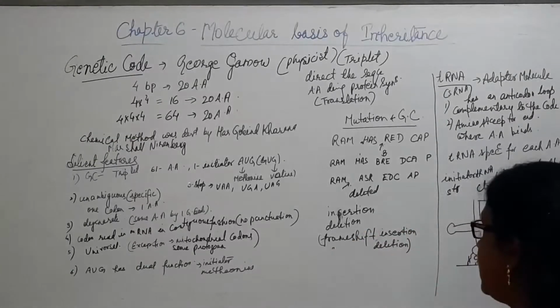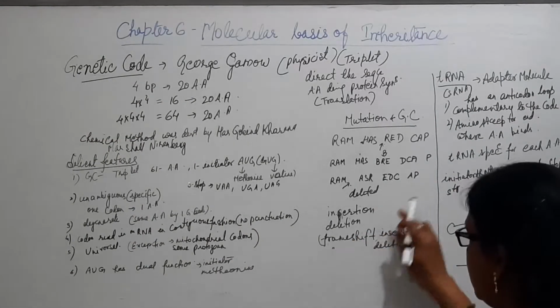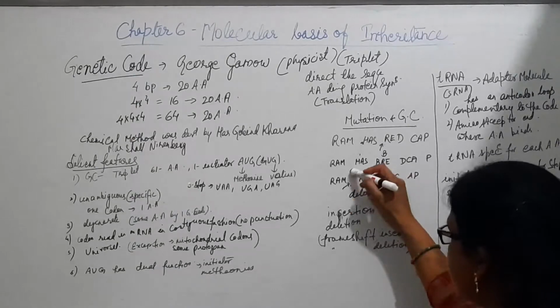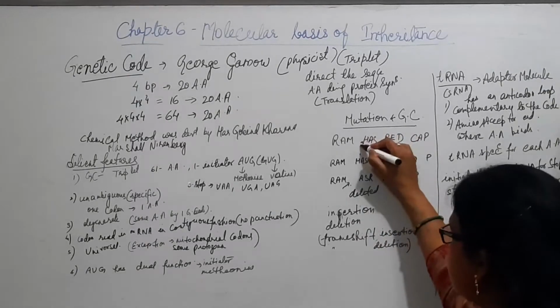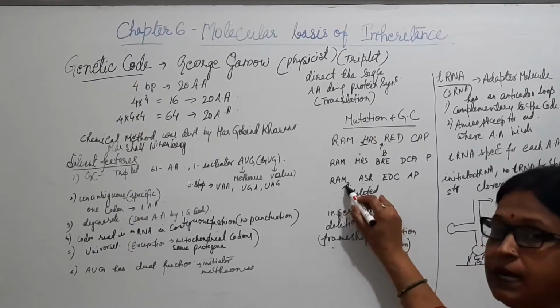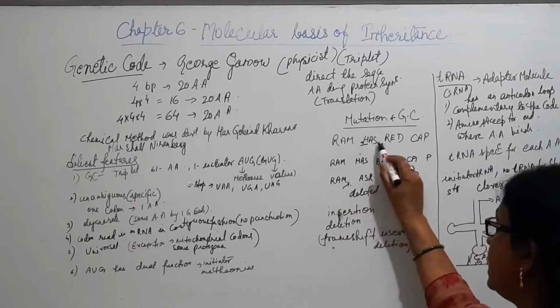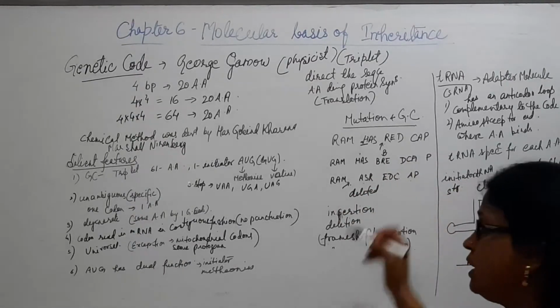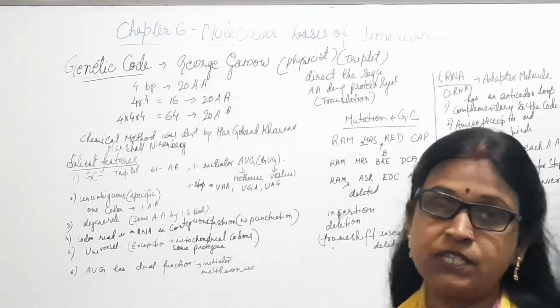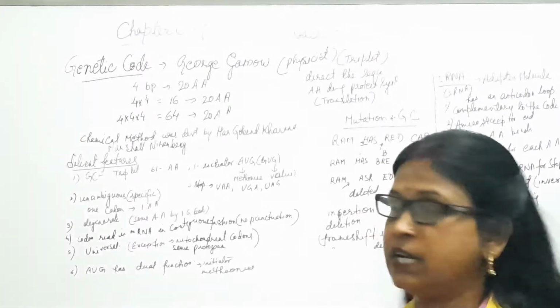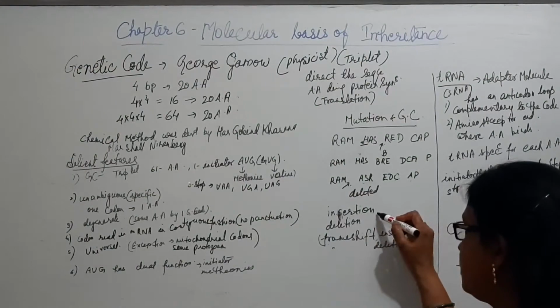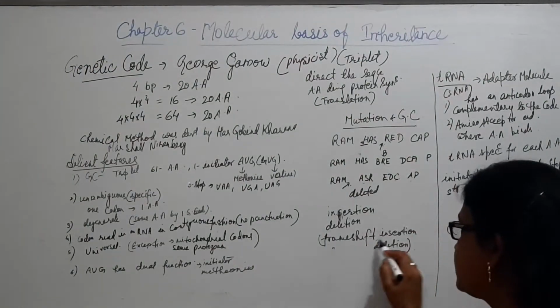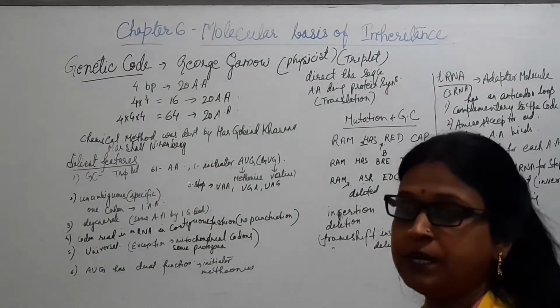Or if we are deleting something, suppose we delete H from here, then it will appear like this: RAM ASR EDCAP. In this way you can see, if there is insertion or deletion, it will result in a mutation that is known as frame shift insertion or frame shift deletion.